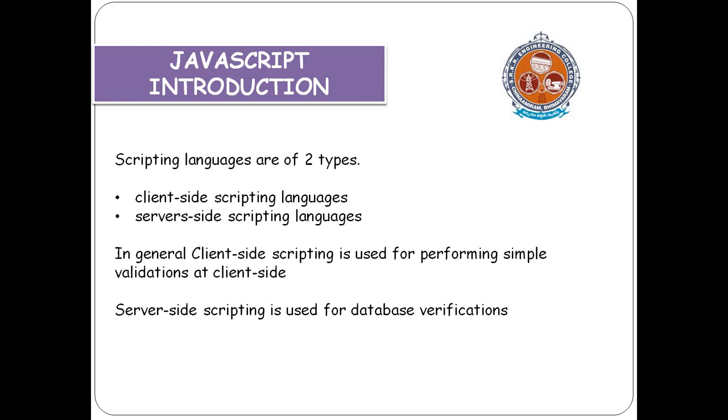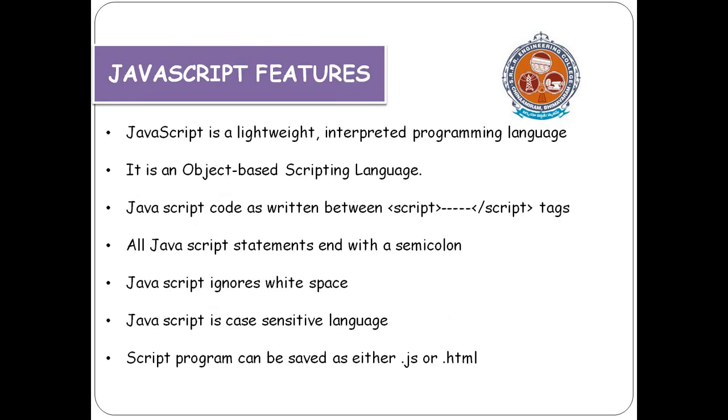So then the type of scripting code is nothing but server-side scripting. It is used for database verifications. Client-side scripting is used for validations. Okay, so then the features of JavaScript. JavaScript is a lightweight and interpreted programming language. It is an object-based scripting language.